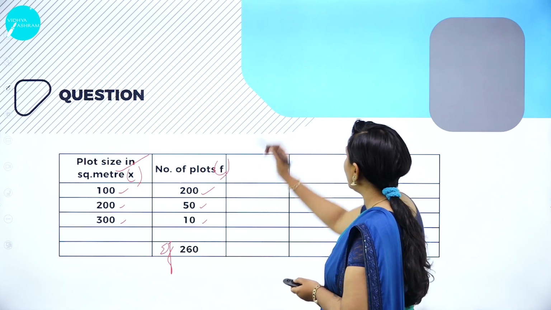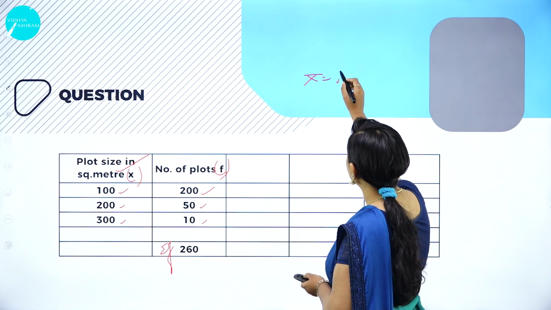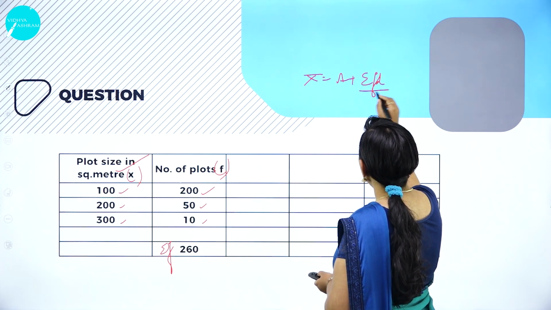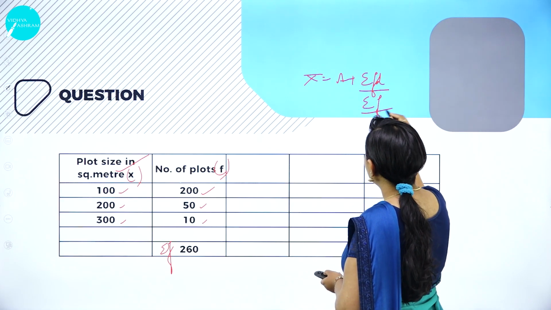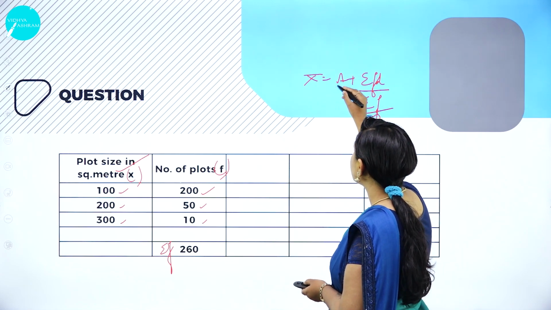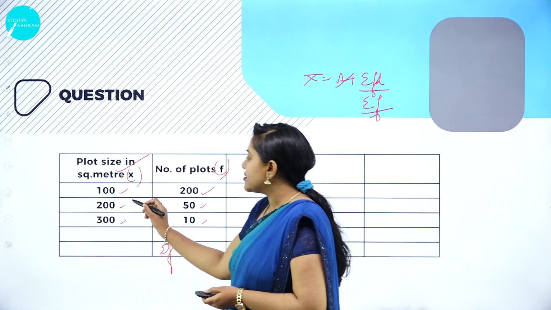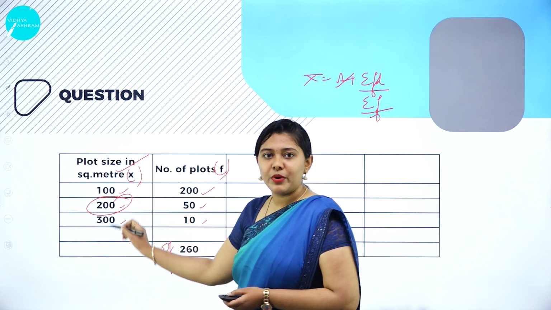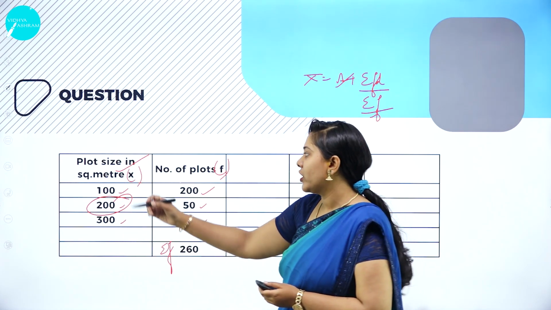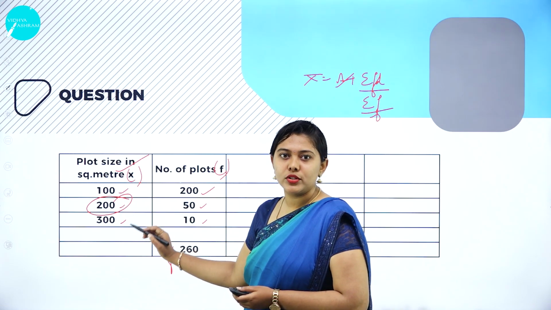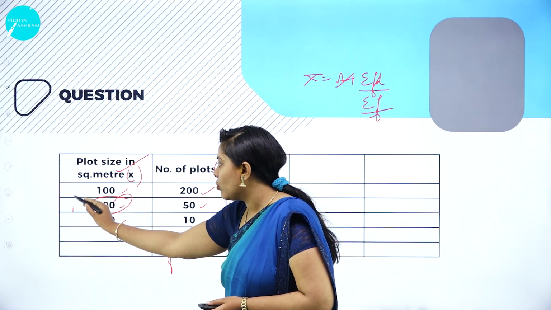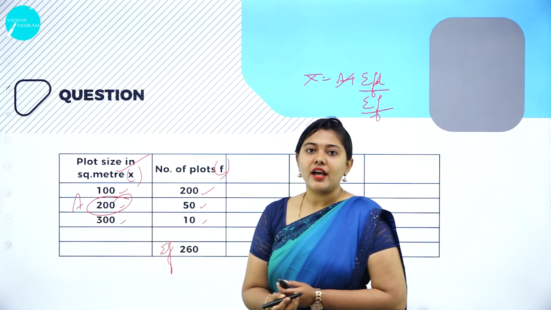So what is the formula under the assumed mean method? A plus sigma FD divided by sigma F. Sigma F is known to us. Sigma F is how much? 260. But we don't know what the assumed mean is. We'll assume 200. Any arbitrary figure in your X, you can assume as the assumed mean. You can take 100 also, 200 also and 300 also. The answer will be similar, but we are assuming 200 as the assumed mean.